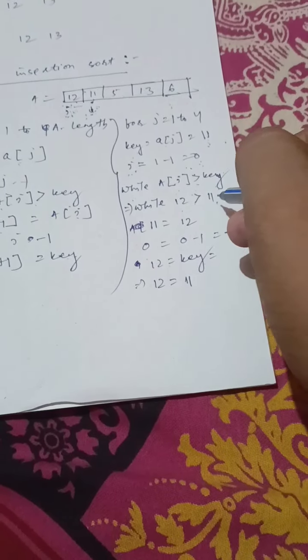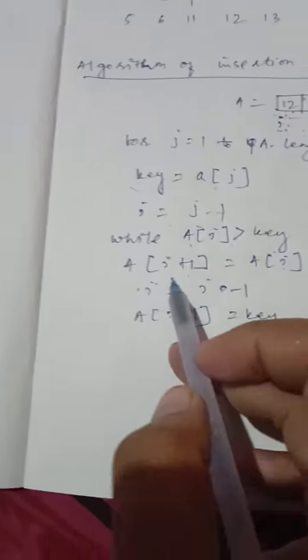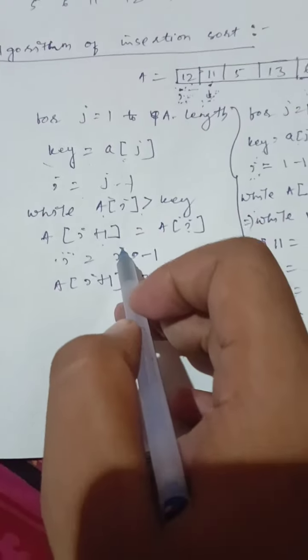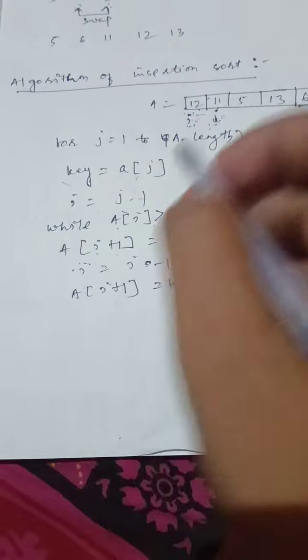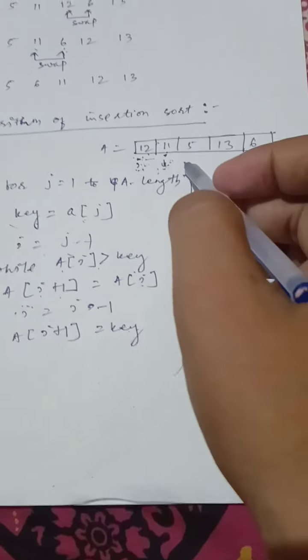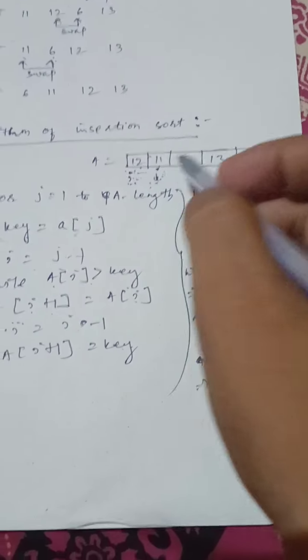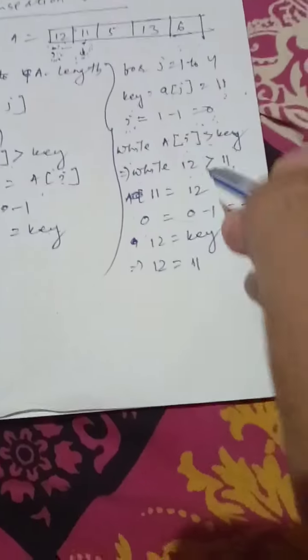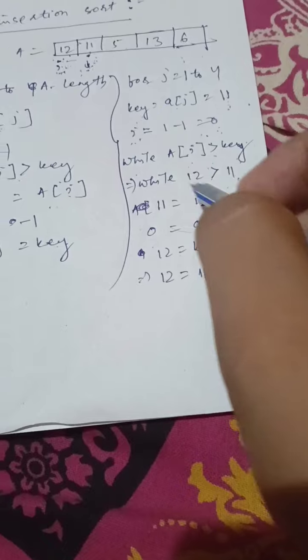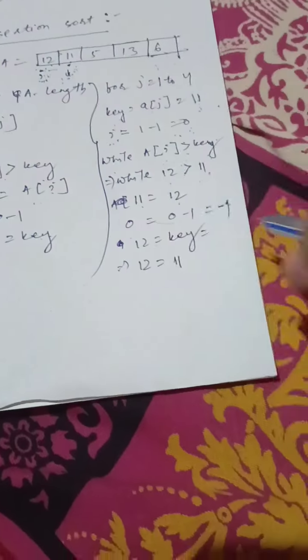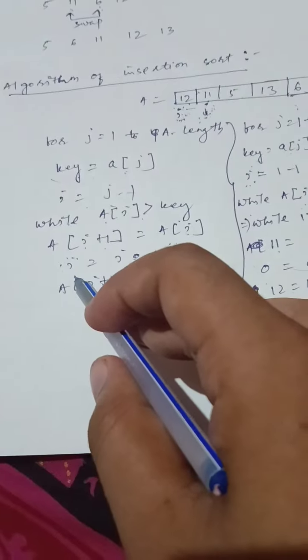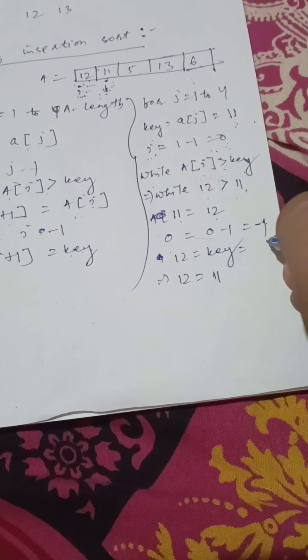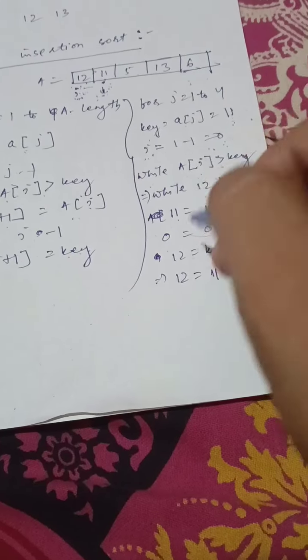So while 12 is greater than 11, we have to do a of i plus 1. That means i equals 0, so a of i plus 1 is a of 1, that is 11, equals a of i, that is 12. That means 12 will be assigned to 11. Now we have done i equals i minus 1, that is 0 minus 1, so we made i equals minus 1.